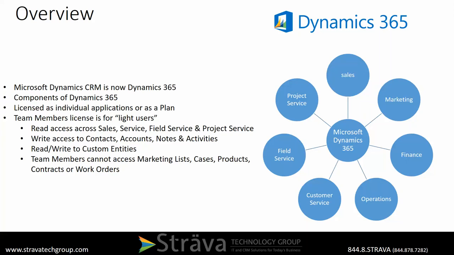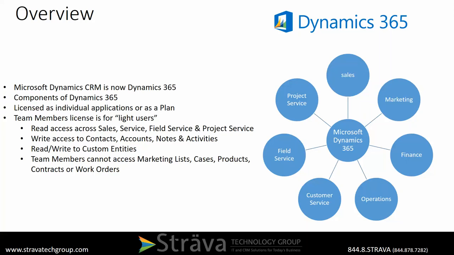So, starting at the top of the graph on the right, there's functionality around sales, marketing, finance and operations, customer service, field service, and also project service automation. These can be licensed as individual applications, or you can license multiple applications under what's called a plan level license, and we'll take a look at those and cover those in just a minute.